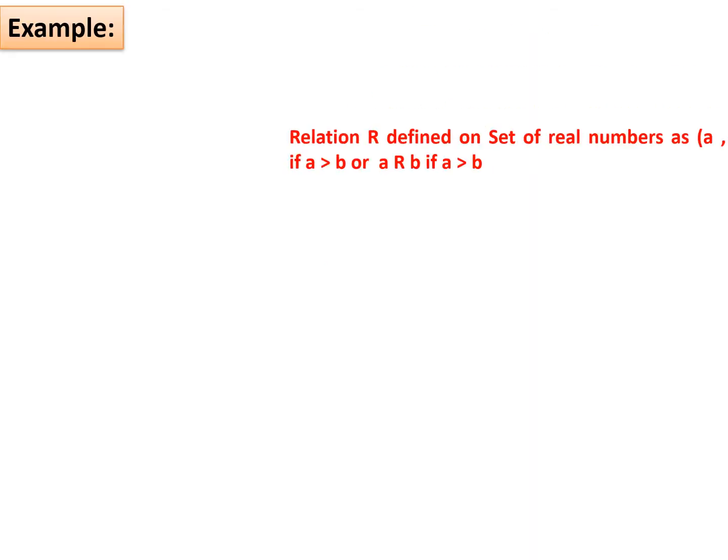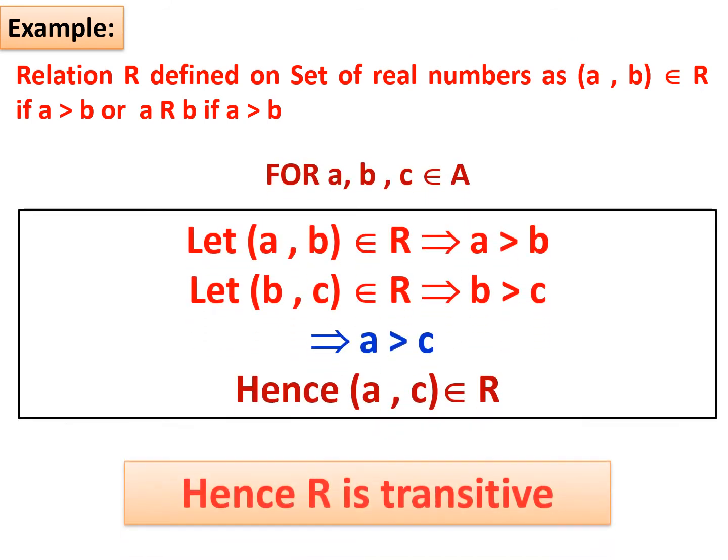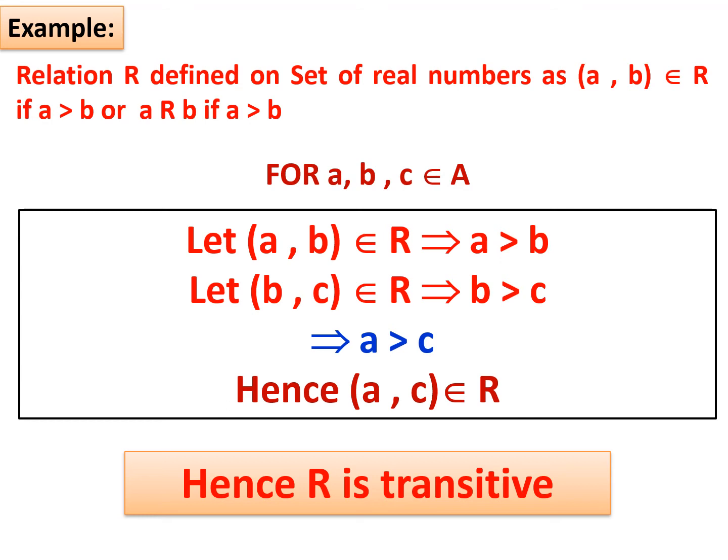Let us go for an example now. The same example I have taken: a greater than b. (a, b), (b, c). (a, b) belongs to R, so a is greater than b. If (b, c) belongs to R, then b is greater than c. Therefore, (a, c) also belongs to R. It is very simple, and you can verify that also. This is a transitive relation. Therefore, R is transitive.